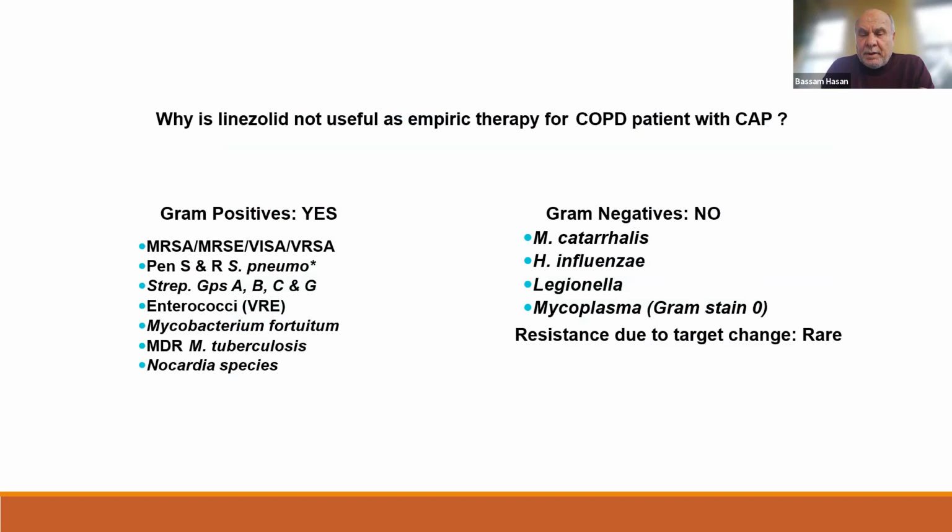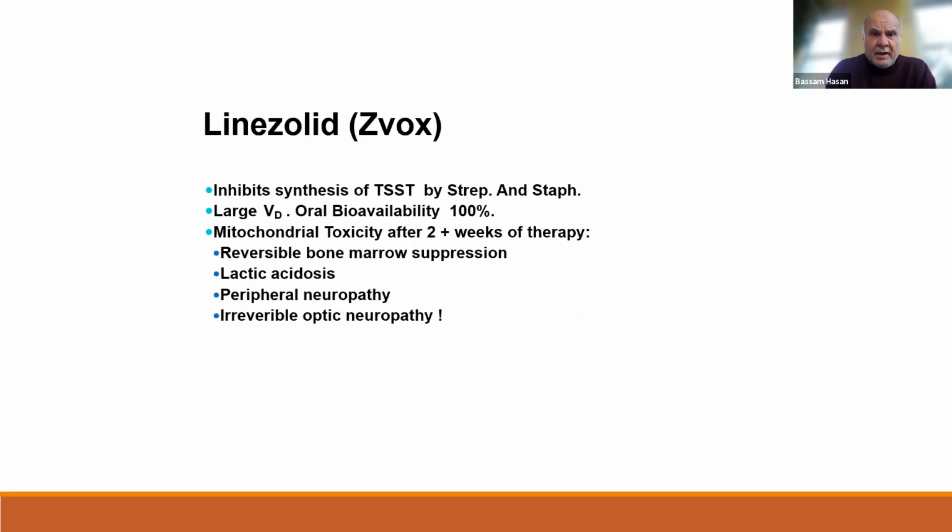The answer is simple: it has no gram-negative activity, right? So somebody with chronic obstructive pulmonary disease and exacerbation, the most common microorganisms are Moraxella catarrhalis, H. flu, Legionella, Mycoplasma, but mainly Moraxella catarrhalis and H. flu. And linezolid has no gram-negative activity, right? So it is all gram-positive. So we don't use it for COPD and exacerbation.